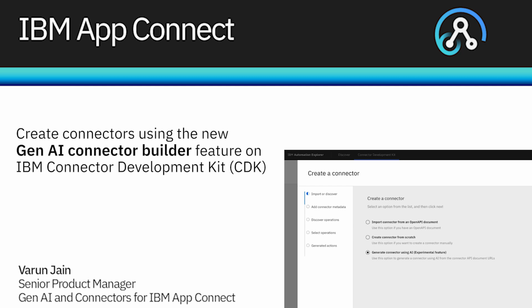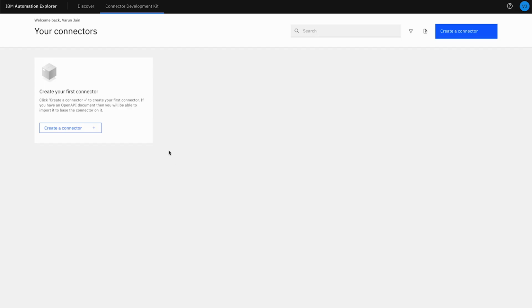In this video, I'm going to demo a new generative AI feature in IBM Connector Development Kit, via which App Connect customers can now create connectors very easily by just bringing in the API document location. So let's see how to use this feature.